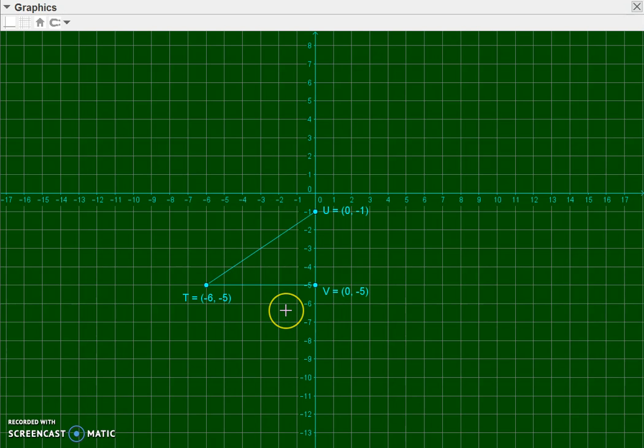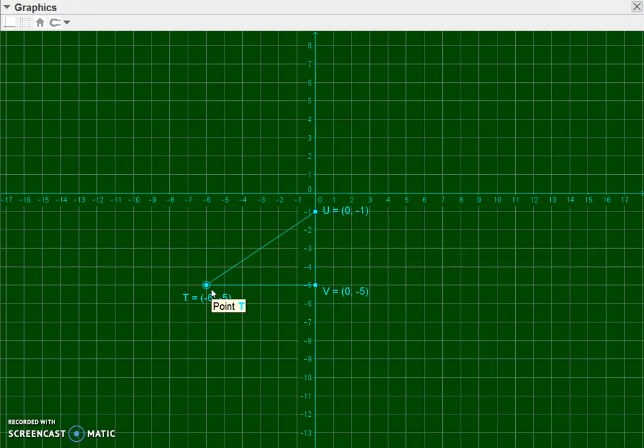Now, we're looking for the circumcenter. The circumcenter is the point of concurrency of the perpendicular bisectors of the sides of the triangle. Now, we're kind of lucky here because we have a horizontal line and a vertical line. And so the perpendicular line to a horizontal line is a vertical line, and the perpendicular to a vertical line is a horizontal. And they were nice enough to give us a fairly simple set of problems here.